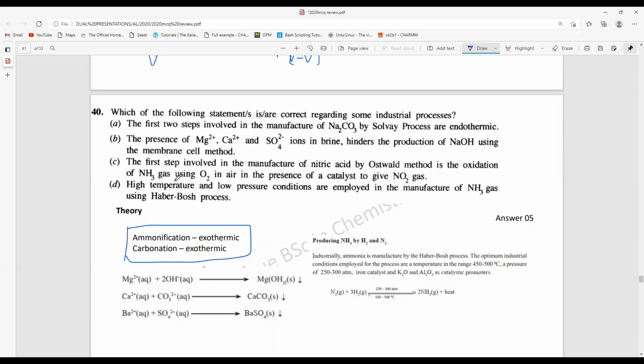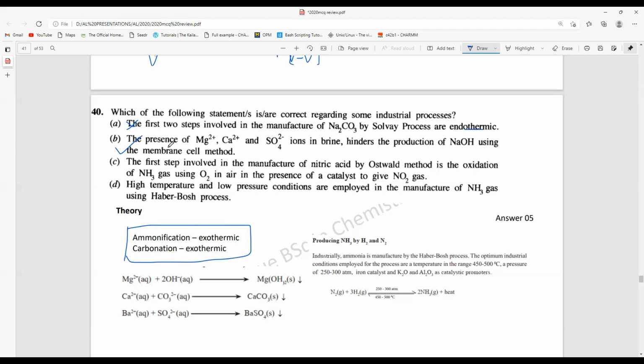The presence of magnesium, calcium sulfate in brine hinders the production of NaOH. So this is one of the consequences of the membrane. So this is wrong. This is not endothermic, it is exothermic. This is correct because this was one of the consequences of the production of NaOH using the membrane cell method.